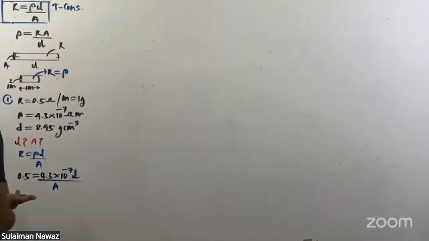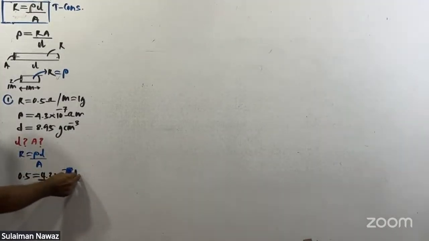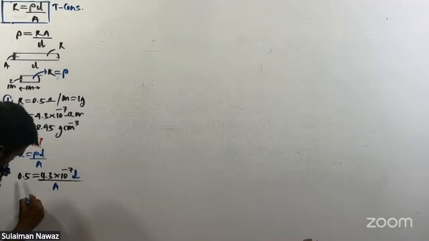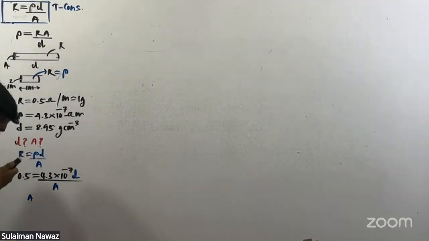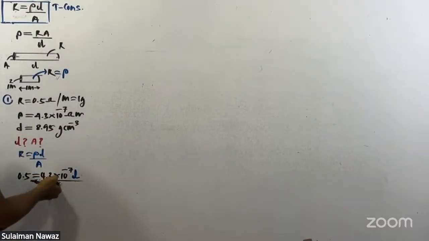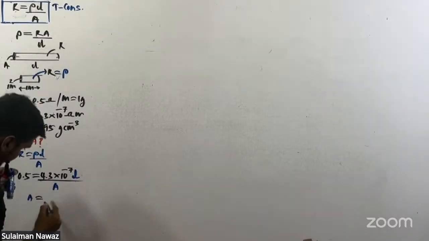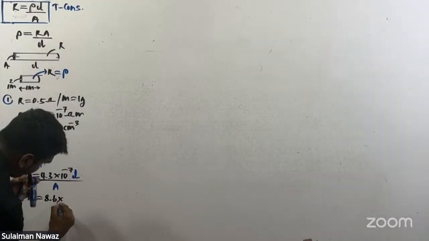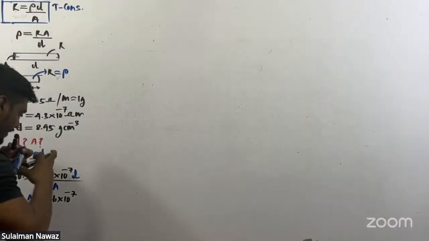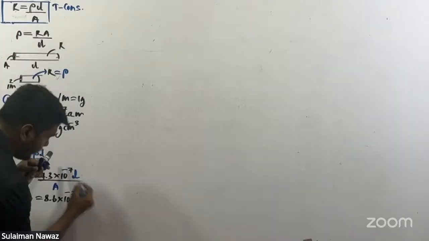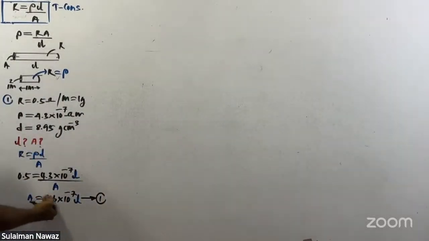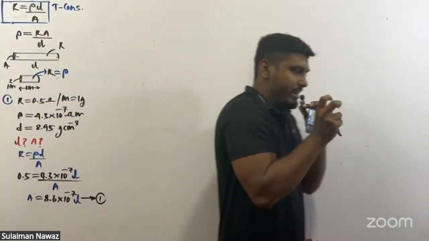So what you can do is substitute capital A in terms of L, or substitute L in terms of capital A. It's up to you. If I substitute capital A, it is going to be equal to 4.3 into 10 to the power minus 7 L over 0.5. If you simplify that, you will get 8.6 into 10 to the power minus 7 L. But still we can't find L or A. This is my equation 1. If there are two unknowns, we need at least two equations.